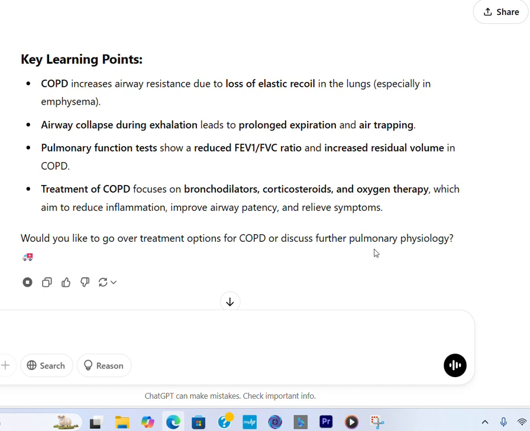Key learning points. COPD increases airway resistance due to loss of elastic recoil in the lungs, especially in emphysema. Airway collapse during exhalation leads to prolonged expiration and air trapping. Pulmonary function tests show a reduced FEV1/FVC ratio and increased residual volume in COPD. Treatment of COPD focuses on bronchodilators, corticosteroids, and oxygen therapy, which aim to reduce inflammation, improve airway patency, and relieve symptoms.